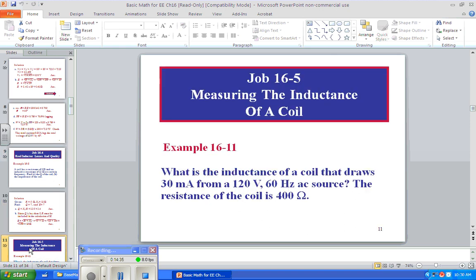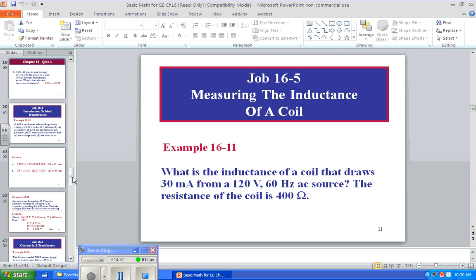Let's get down here. And the inductance of the coil that draws 30 milliamps from a 120 volt circuit at 60 cycles. What is the resistance of the coil? So now it's telling you two sides, and you've got to figure out, it's giving you the impedance, because if you divide the voltage by the current, you get what? The impedance, right? So if you find the impedance and you know that the resistance of the coil is 400 ohms, what is the X sub L? So now you've got a triangle problem.